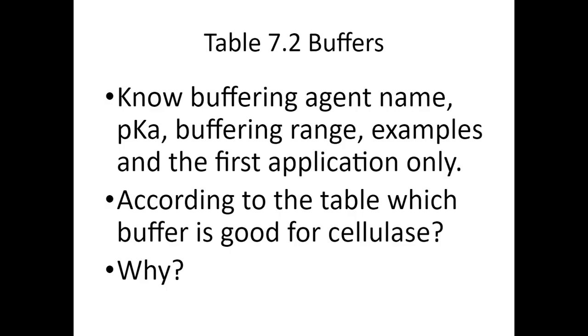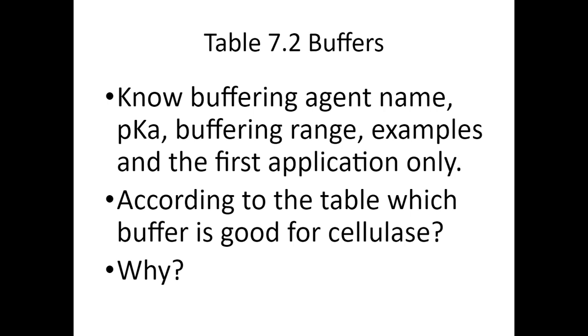So you need a buffer that would be good for cellulase. You'd want to make it about 6.5. Again, that's 2 pH points away from its PI, because then it won't fall out of solution. Then you look at table 7.2 and look for something that has a pKa around 6.5. And which one is it? It's going to be potassium phosphate. It has a pKa of 6.82.